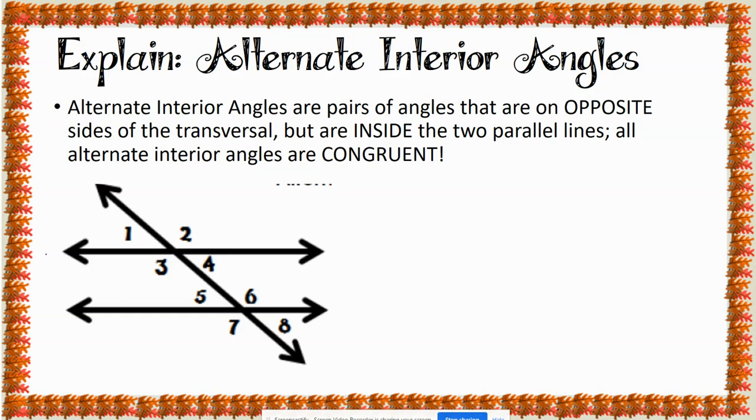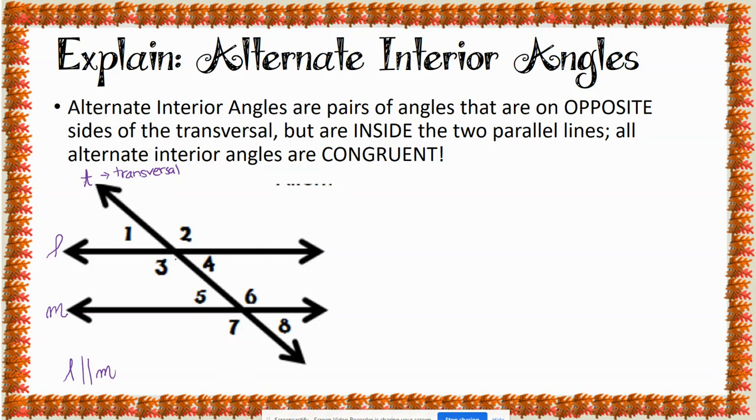So if I call this line L and I call this line M, I know that line L is parallel to line M, and that's what this symbol means, is parallel to. What you see is that these two lines that are parallel have a line that intersects both of them. Well, this line, if I call it line T, this would be my transversal. It is a line that cuts through the parallel lines.